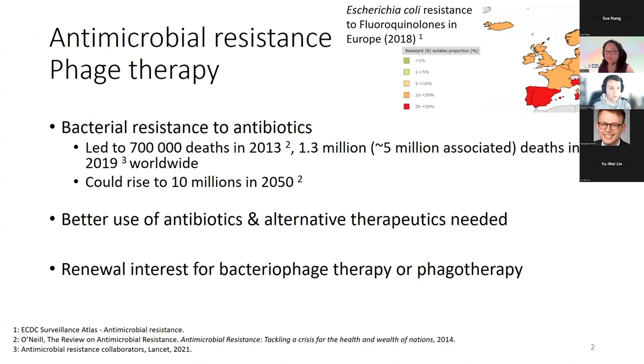I will not go again into the burden of antimicrobial resistance, because the previous speakers have given a good introduction about that, and a sobering introduction about the number of people who can die per year due to antimicrobial resistance, and how it now results in a renewed interest in bacteriophage therapy.